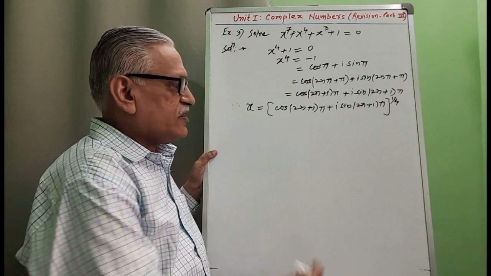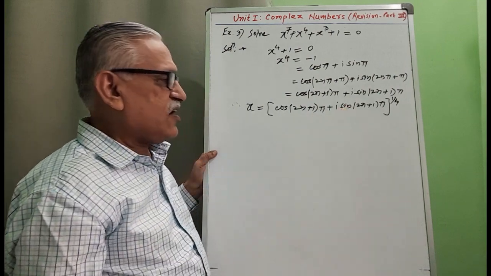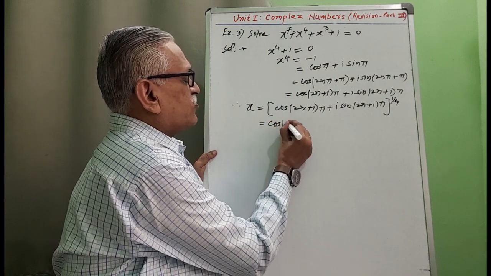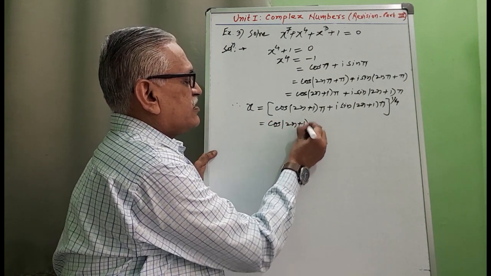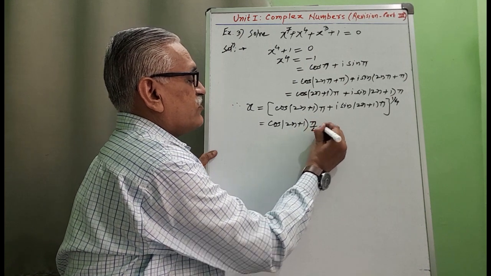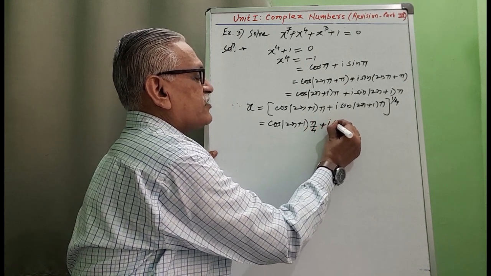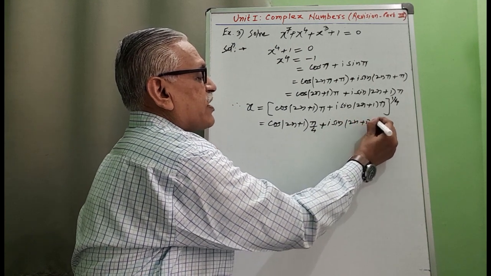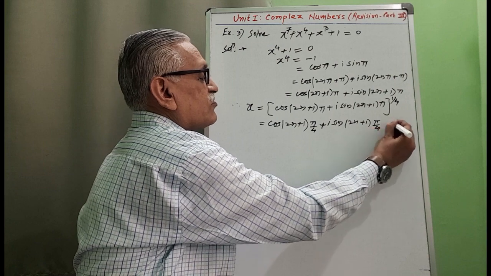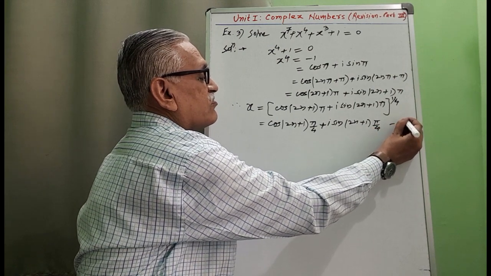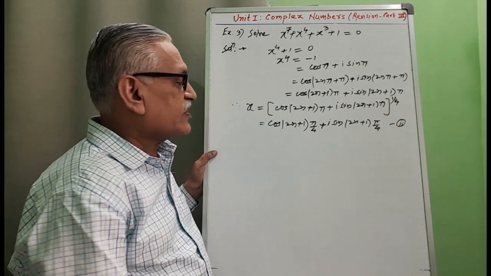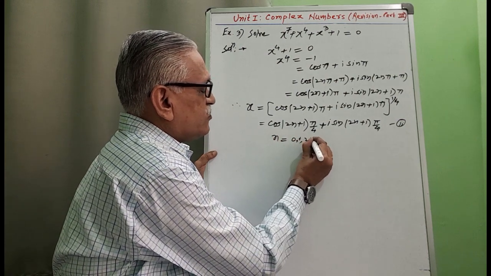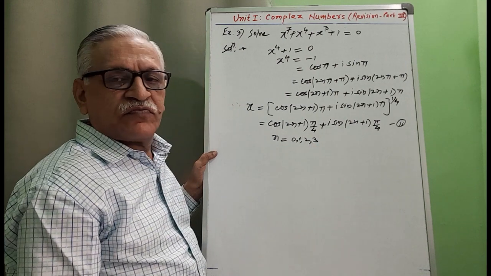Applying de Moivre's theorem, the expansion of this bracket is cos of (2n + 1) times π by 4 plus i times sine of (2n + 1) times π by 4. This is for the second equation, where the values of n are 0, 1, 2 and 3, four values.